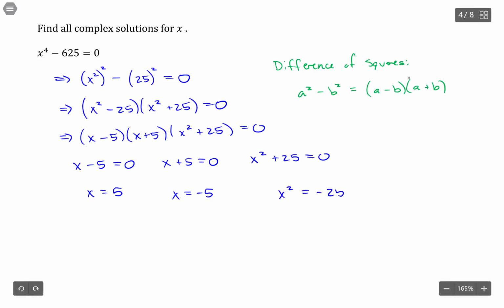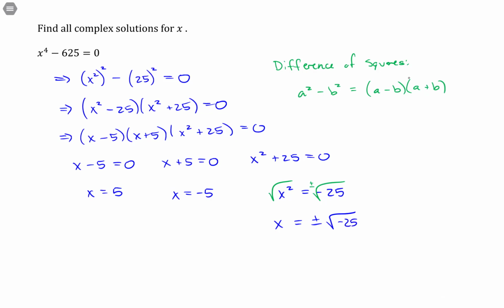All you have to do is just take your constant to the other side, take the square root of both sides, and because you're taking the square root of a perfect square variable, you have to make sure you consider the plus or minus square root. So this becomes x, and then I have the plus or minus square root of negative 25.